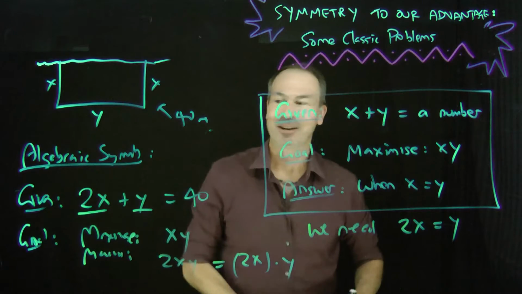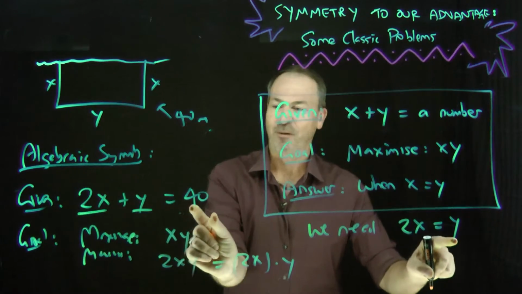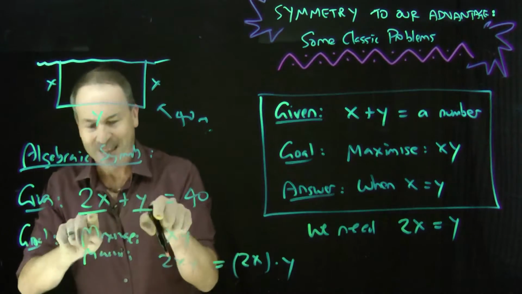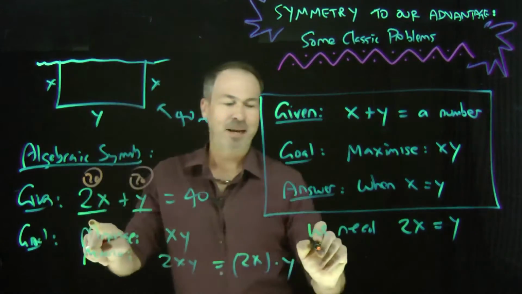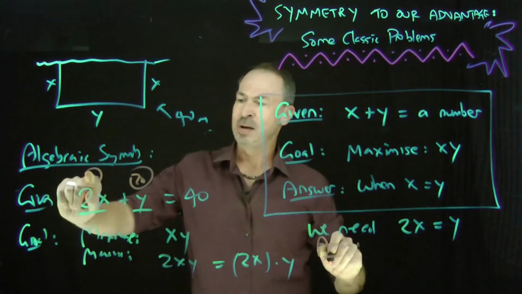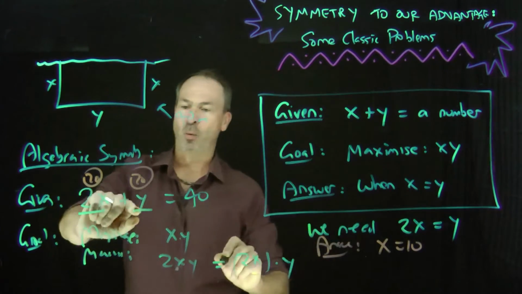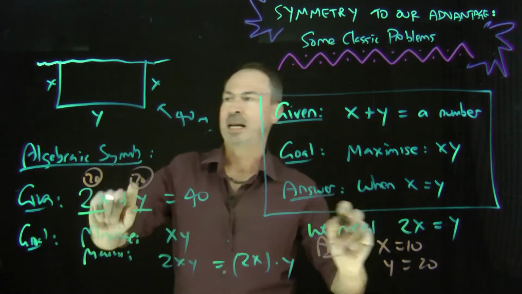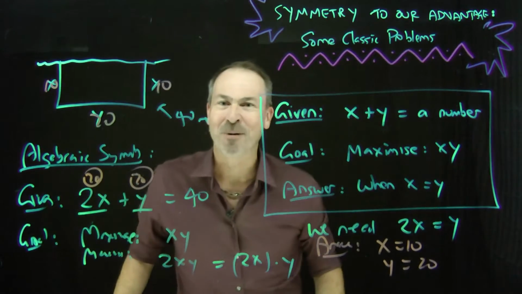Whoa, I used it, I got it. All right, so this is equal to that, and they add up to 40. So if these things are equal to 40, that must be 20. That tells me the answer is, I'm being a little bit sloppy with my board technique, 2x is 20, so x is 10, and y is 20. 10, 20, 10. The answer we had before.